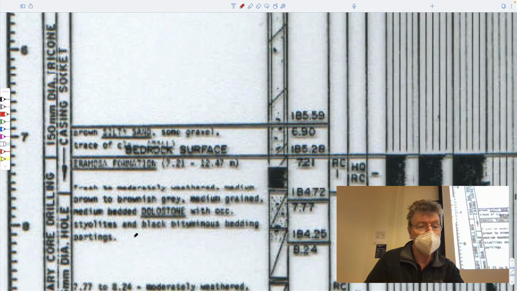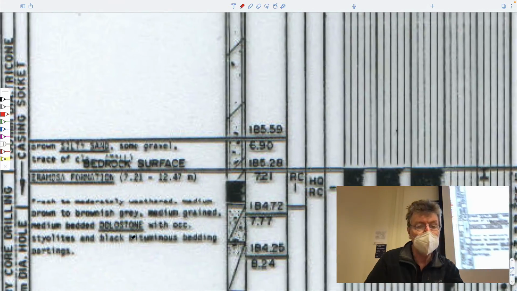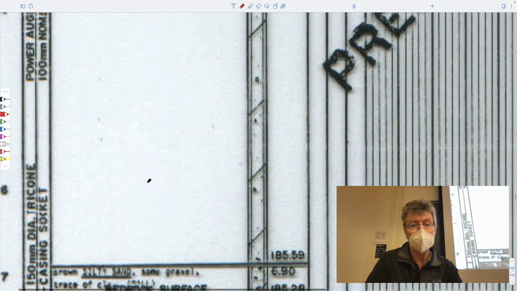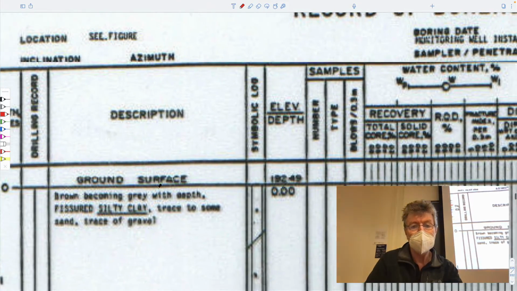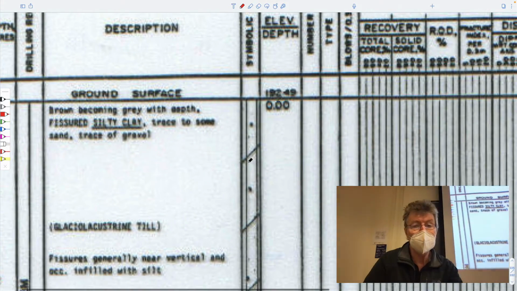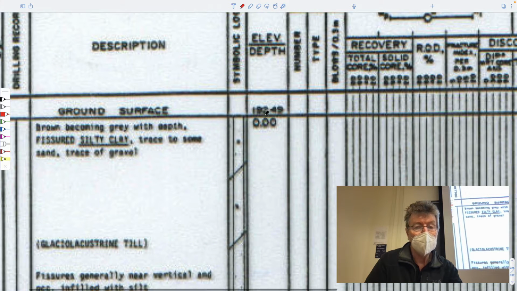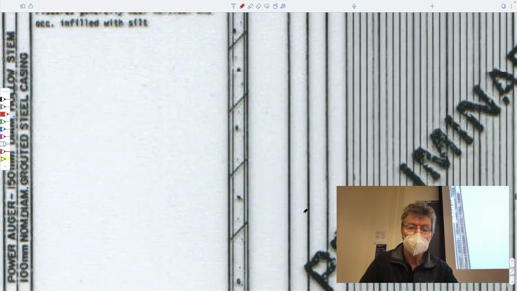You're not geologists, but it's some description of exactly what's going on. It identifies when you go into bedrock here and the depths at which that occurs. It gives some kind of symbolic log for the different materials. It gives an absolute elevation for the collar depth and the depth below collar. It gives some information on the numbers and types of samples that you've recovered.